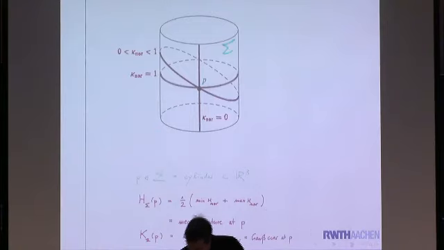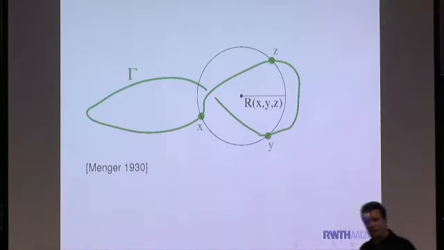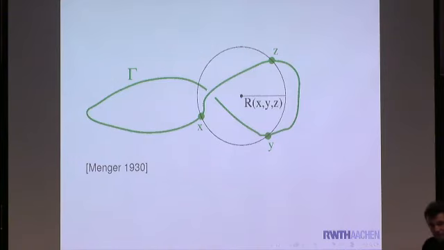In contrast to that, it was in the 1930s that the Austrian mathematician Carl Menger introduced or investigated functions that depend on more than one point on the curve. So for instance, the circumcircle radius r of x, y, and z, where x, y, and z are curve points, this gives you a function that I call multi-point function because it depends on various points on the curve.